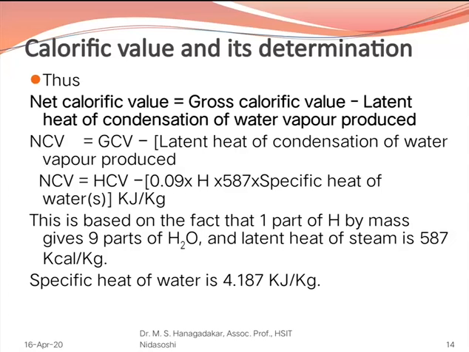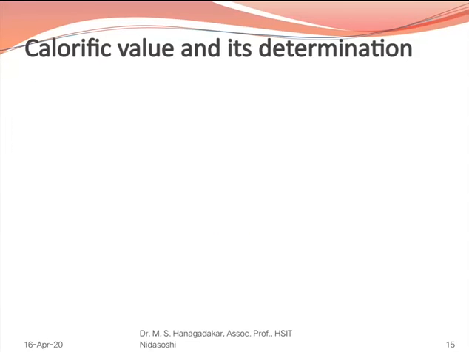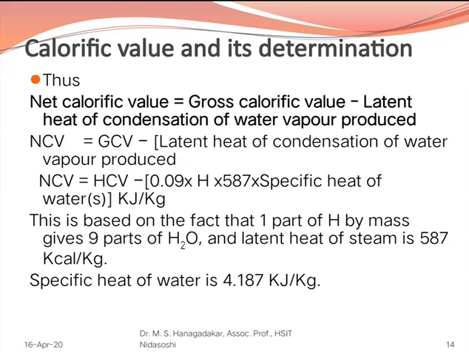Net calorific value, in simplified form, is NCV equal to GCV minus the latent heat of steam of condensation of water vapor produced. To simplify, we can rewrite this as NCV equals GCV minus 0.09 into H into 587 into the specific heat of water, small s, expressed in terms of kilojoules per kg.